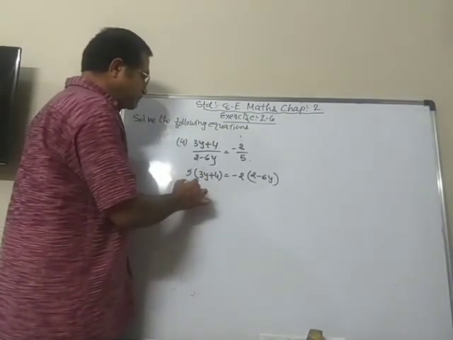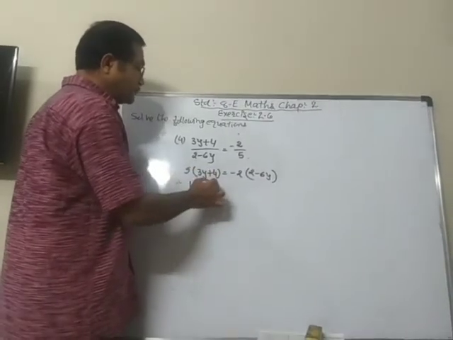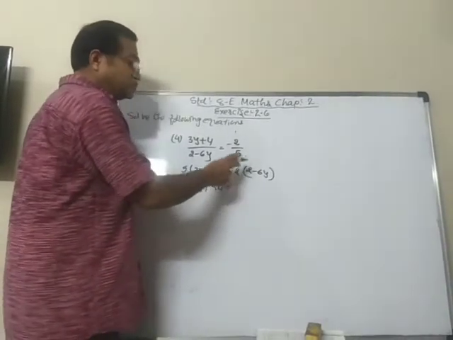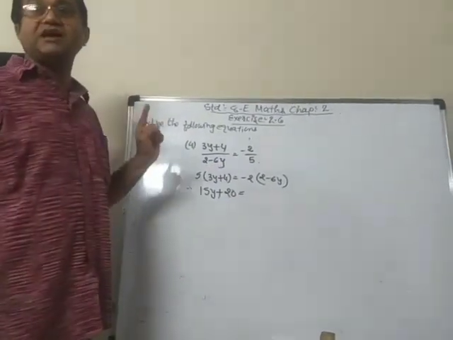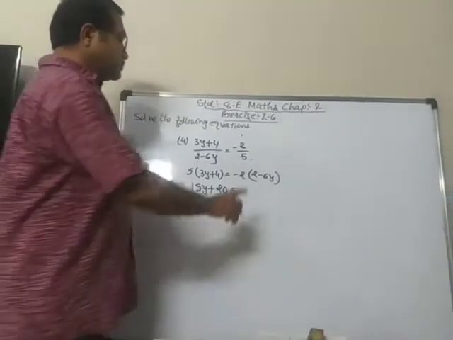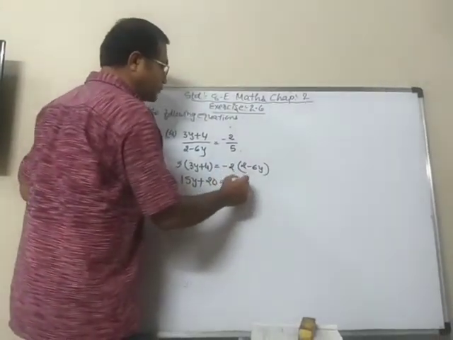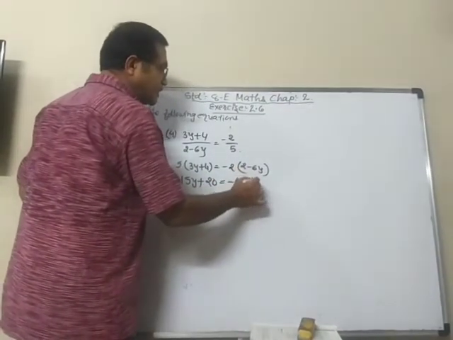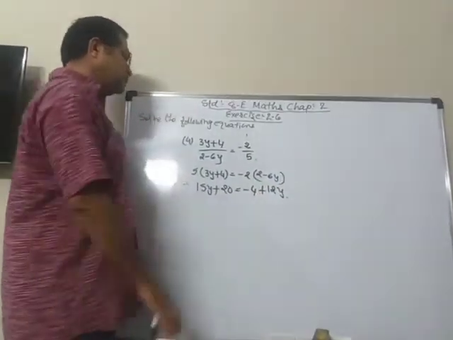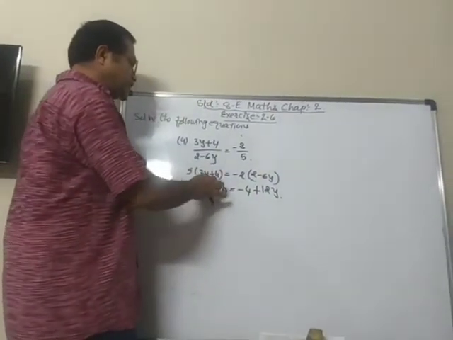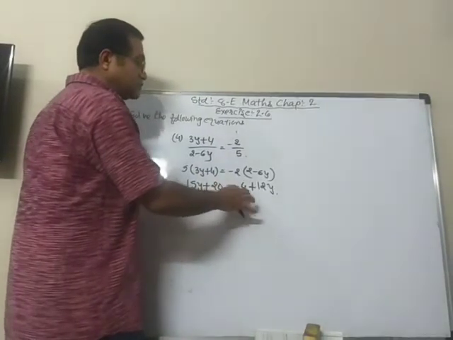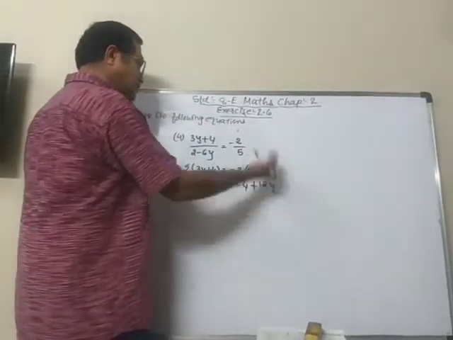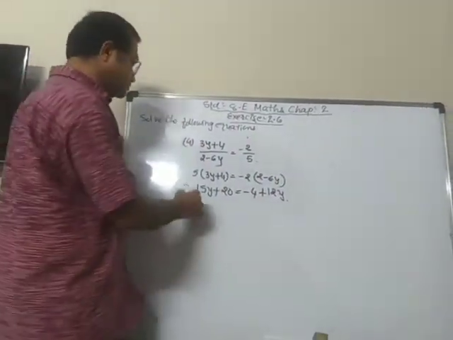So 5 3s are 15y plus 5 4s are 20 is equal to minus 2 will be multiplied with both, but the sign will be changed. So be careful. So minus 2 2s are minus 4, minus times minus 2 6s are plus 12y. So we get 15y plus 20 is equal to minus 4 plus 12y. We will bring 12y this side.